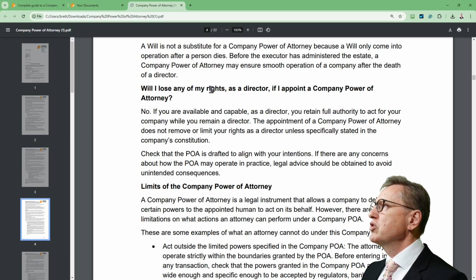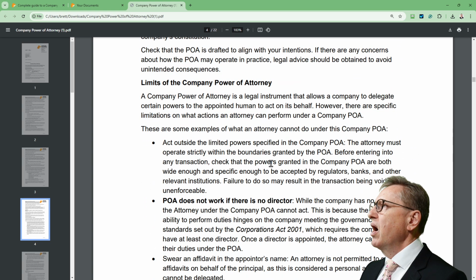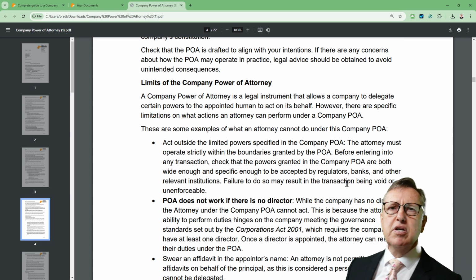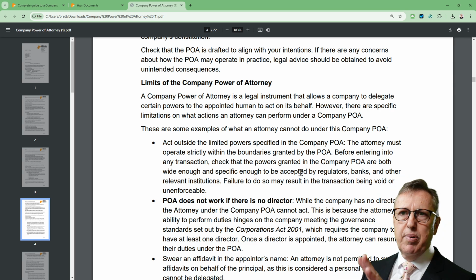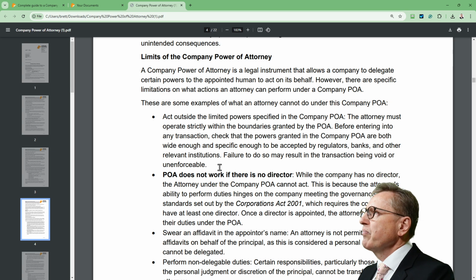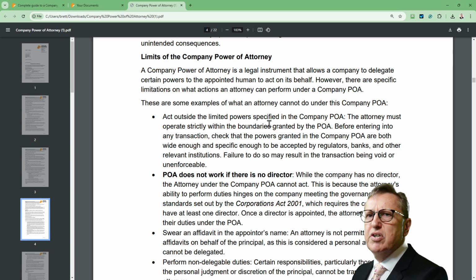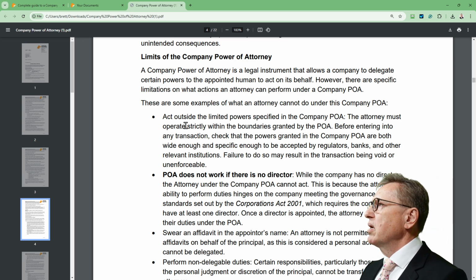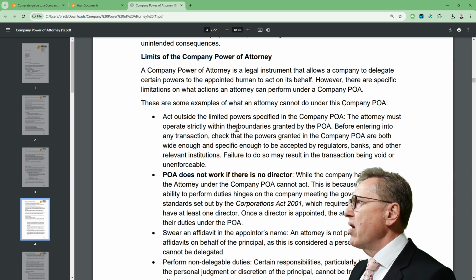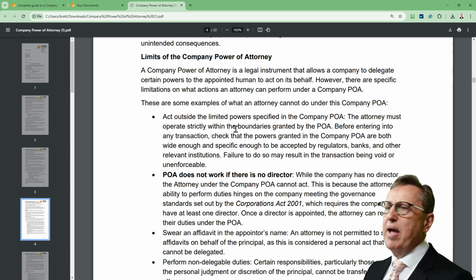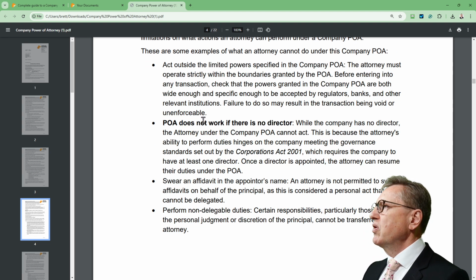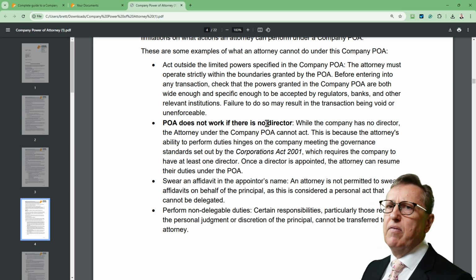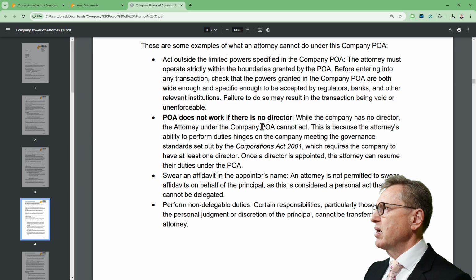Do I lose my rights as the director? We've already done that. Limits on the company power of attorney. Well, we did discuss this and there was a hint on it, but there's a lot more data here. So a company power of attorney is a limited document, unlike a director. You cannot act except within the boundaries of this power of attorney. So if the power's not there, it cannot act. If there is no director for the company, the power of attorney is dormant until you get a director.